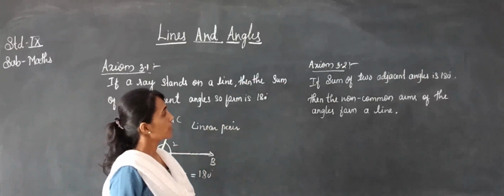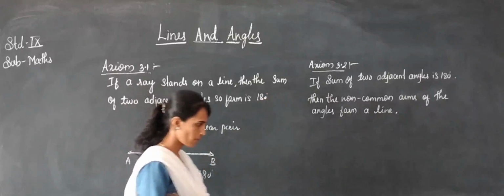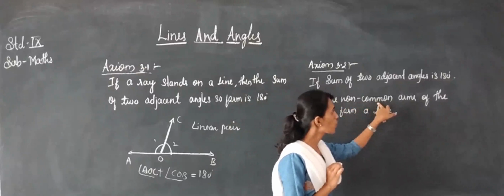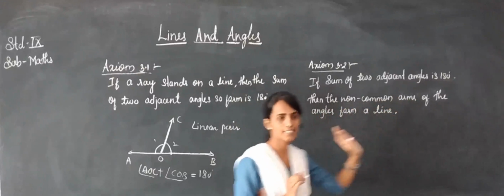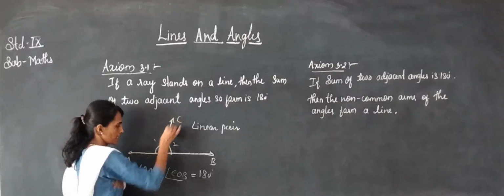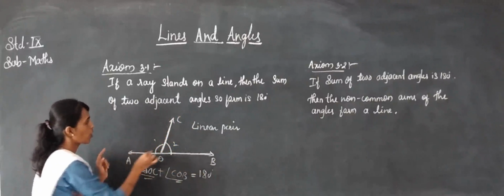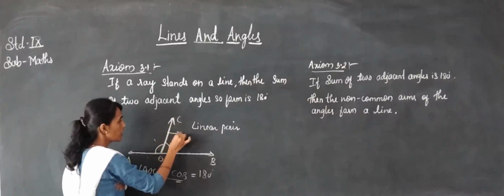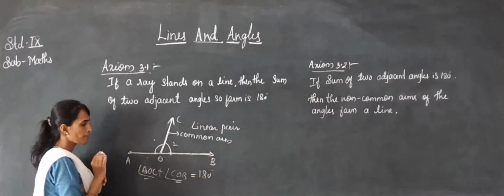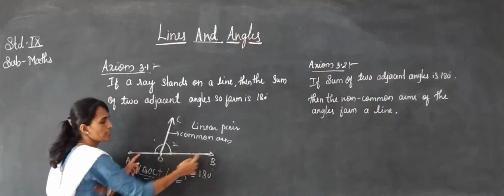Otherwise, if the sum of two adjacent angles is 180 degrees, then the non-common arms of the adjacent angles form a straight line. Take this angle: the sum of two adjacent angles AOC and COB is 180 degrees. The common arm is OC. OC is the common arm, so the non-common arms are OA and OB.